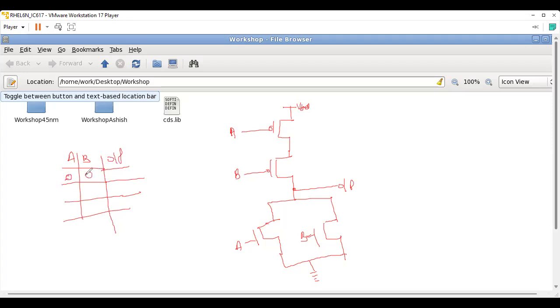When A and B are 0, 0. If you give 0 to PMOS, the PMOS gets turned on, means PMOS will work as a short circuit. So in this case, PMOS will work as short circuit. And if you give NMOS a 0, NMOS works as open circuit. Now, you can assume that here you have the open circuit. So you do not have any connectivity with ground.